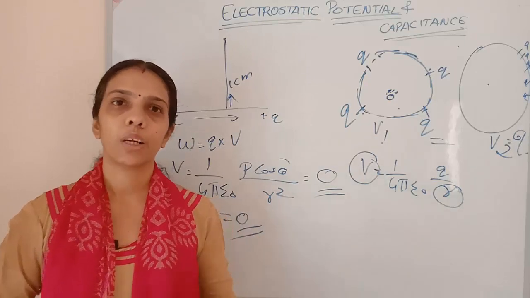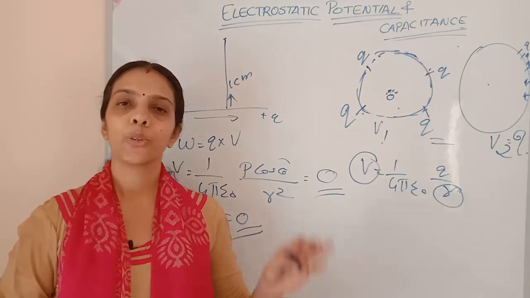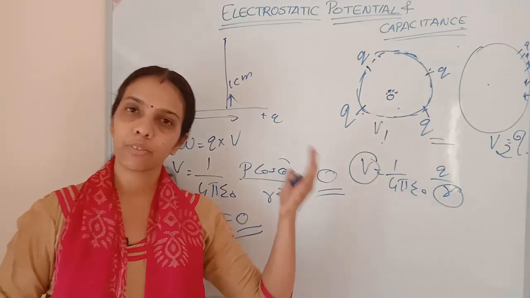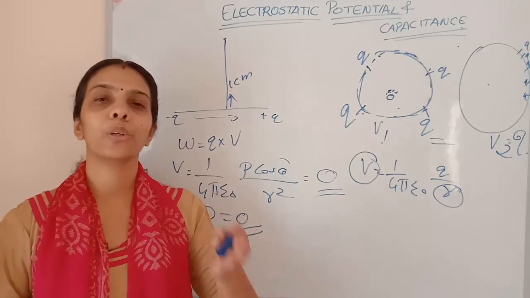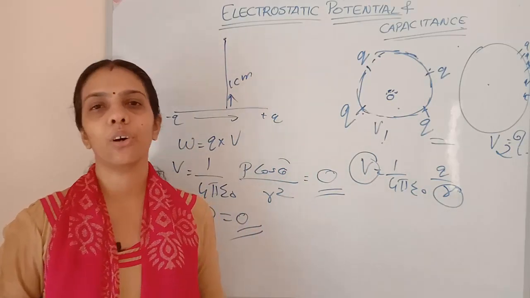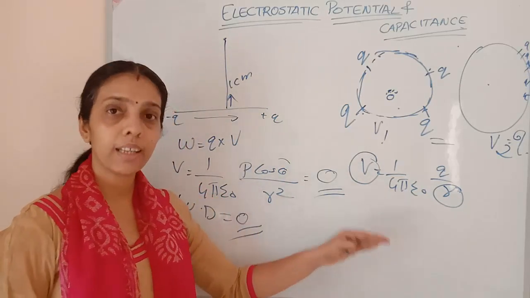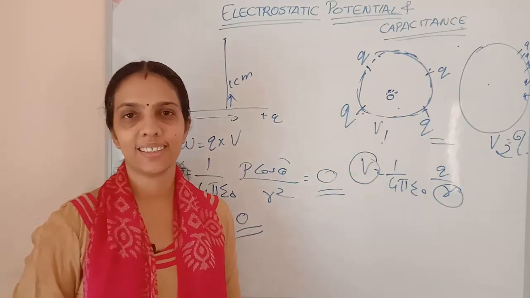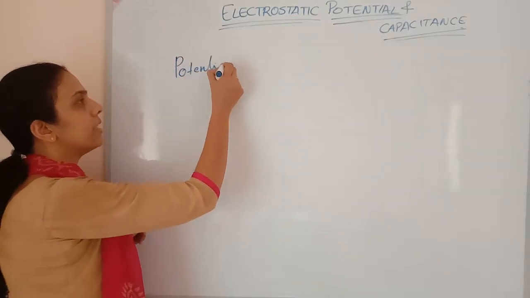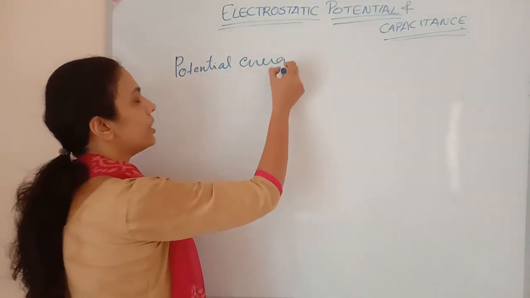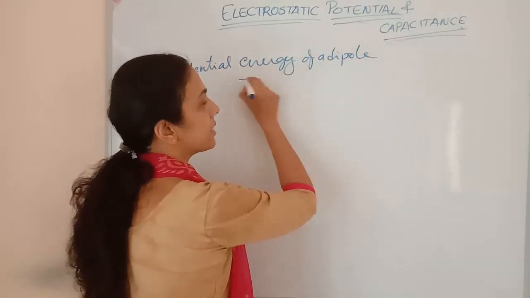And next one more is there, potential energy due to a dipole. We did the electric field due to a dipole, and we did the potential due to a dipole. Now we are going to do the potential energy of a dipole in an external field. I am considering an external field, so what will be the potential energy? So next is the potential energy of a dipole if it is present in an external field.